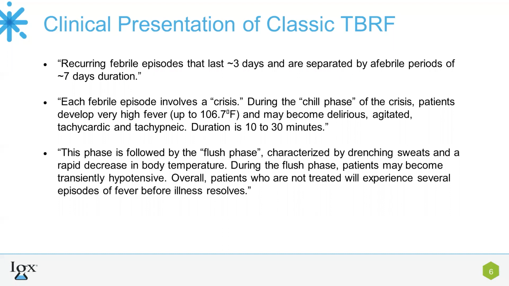So classic tick-borne relapsing fever, things you might have read about in a medical journal or textbook a decade or two ago. It's an illness with recurring febrile episodes lasting about 3 days, separated by afebrile periods of about 7 days duration. So it's a fever, then it goes away, and then it relapses and comes back and forth. Now, each febrile episode involves what they call a crisis. There's a chill phase with high fever, in this case 106 or more.